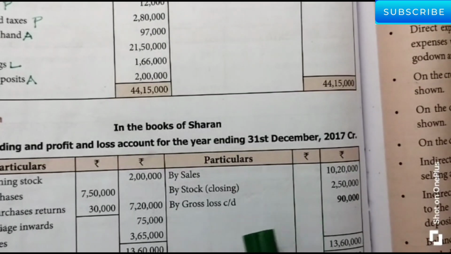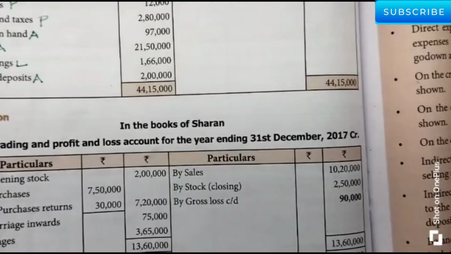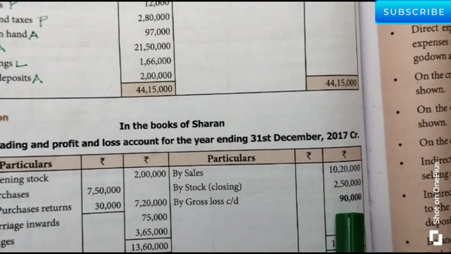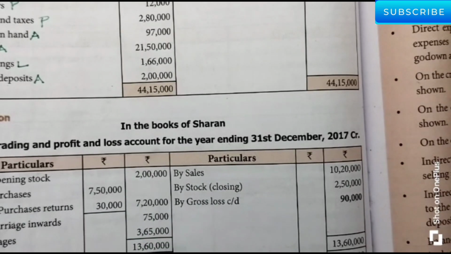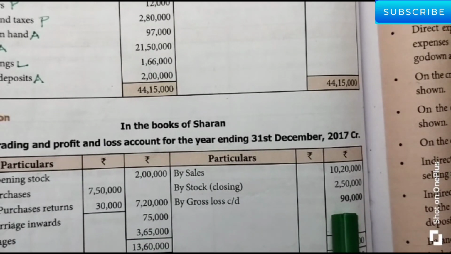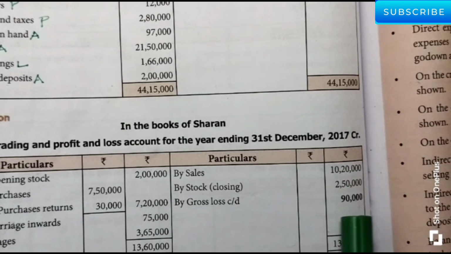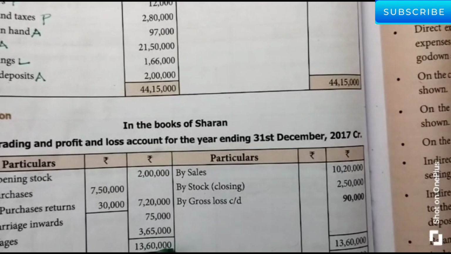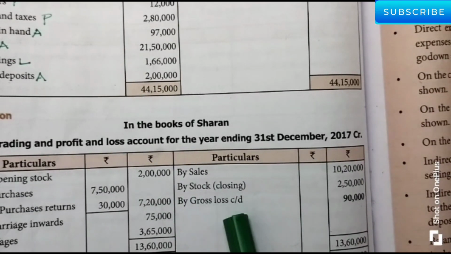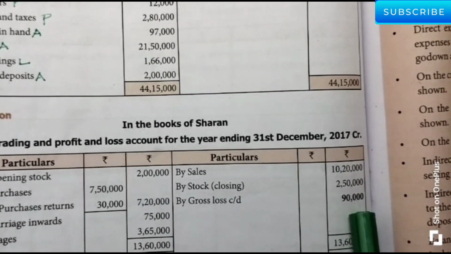Listen carefully. If you have the debit side as the higher value, you will get the loss on the credit side. If you have the credit side total, you will get gross profit on the debit side. If you get the debit side total, you will get gross loss on the credit side. According to this illustration, sum number 9, the debit side has the total, so you will get gross loss on the credit side. So you have to write by gross loss carried down 90,000 rupees.